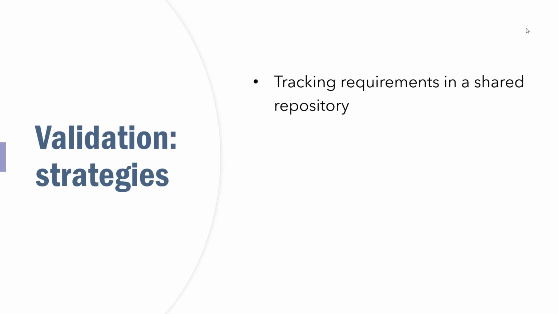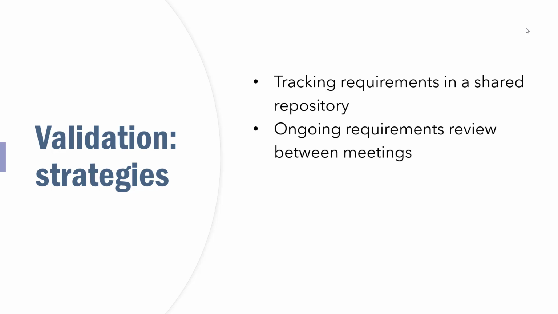How do we validate? What are the strategies we can use? We want to track requirements or user stories in a shared repository. It needs to be always accessible to others. Don't hide them, don't put them in some secret folder. Keep them shared so that anyone can go and look at any time, and this is how you will encourage this feedback and validation in little increments, which is much easier and more realistic to achieve.